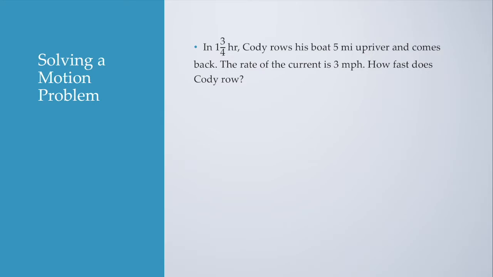So let's let x be the rate of Cody rowing. And there's one key piece of information that we haven't been given in this problem, and that is that distance equals rate times time. I think we mentioned this back in chapter 1 or 2, but distance equals rate times time. So how far did he go? Well, he had to go 5 miles upriver and then he came back. So let's start with him going upstream and him going downstream.